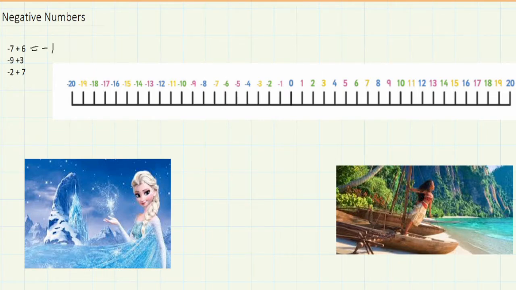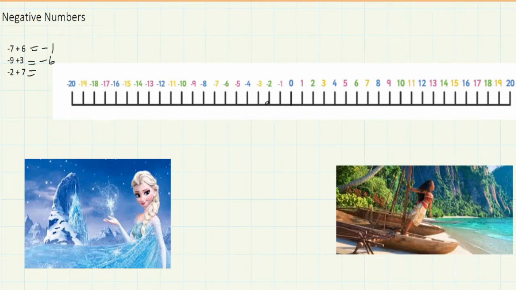What about number 2? We start at -9 and we add 3 to it. 1, 2, 3. The answer is -6. And finally, we're going to look at -2 plus 7. This might be quite interesting because it's going to go across that 0 mark into the positive numbers, which I'm really excited to show you.